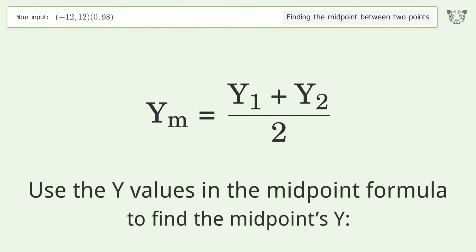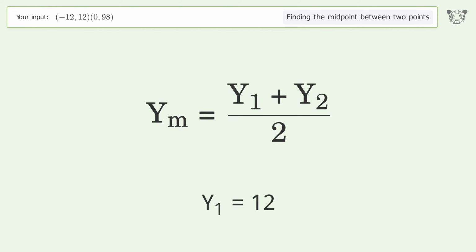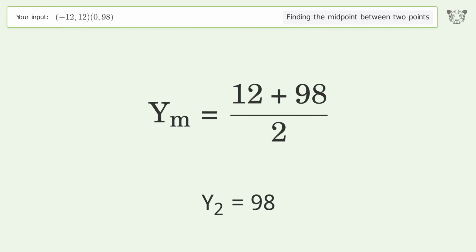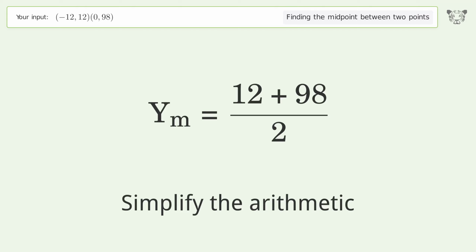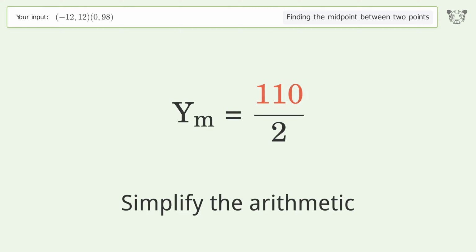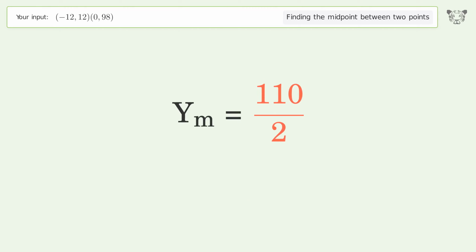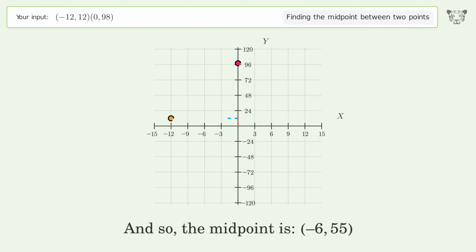Use the y values in the midpoint formula to find the midpoints y. y1 equals 12. y2 equals 98. Simplify the arithmetic. And so, the midpoint is -6,55.